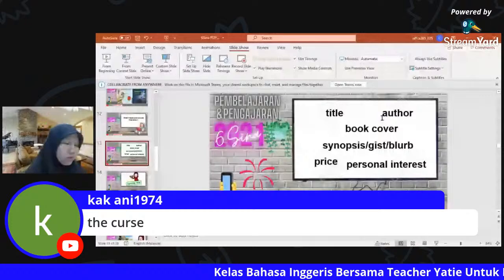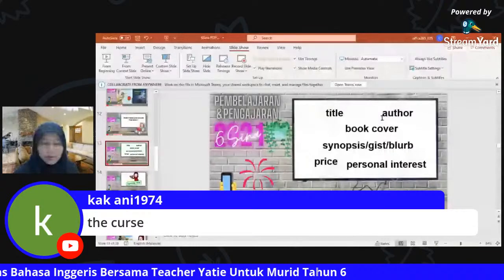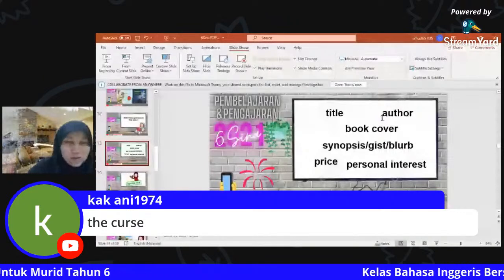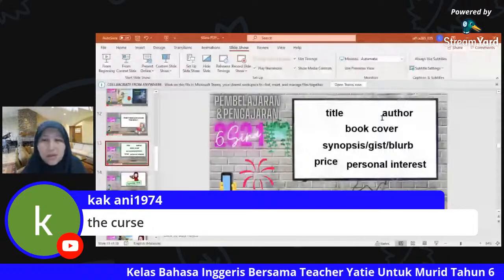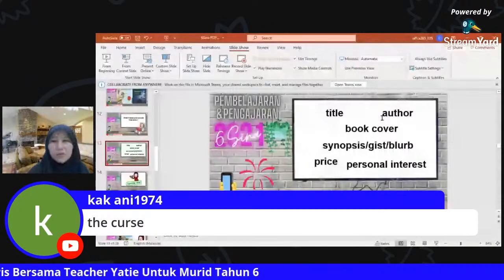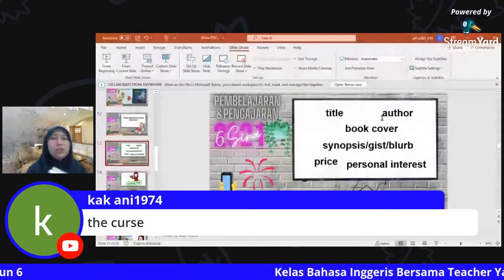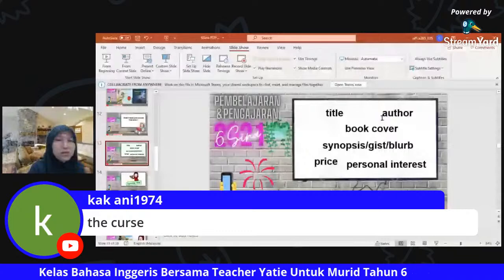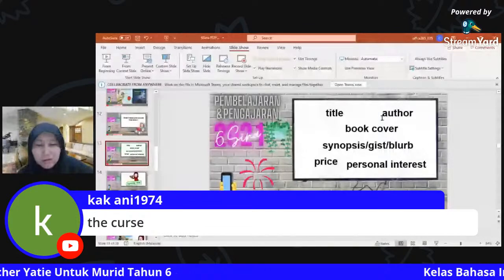Okay. The book cover. By looking at the book cover, you look at the illustration, they are very interesting, so you want to know more about the story. Okay, then you look into the synopsis, gist or blurb. Where can you find the synopsis? You can find the synopsis in front of the book, right? In front of the book maybe, but most of the time at the back of the book there is a synopsis. So you read that, and you find the synopsis is very attractive, so you want to read more.